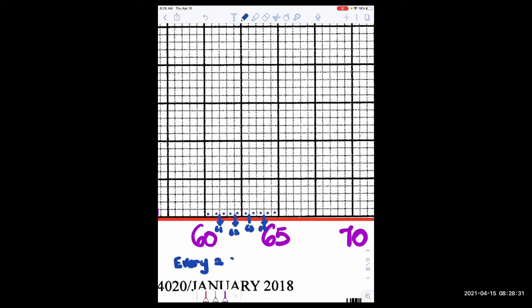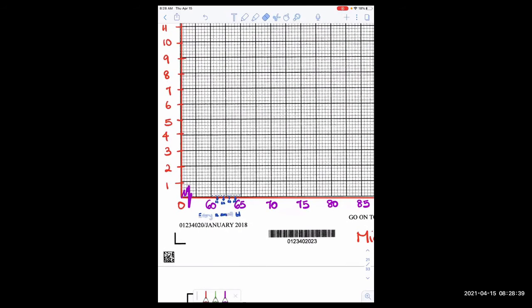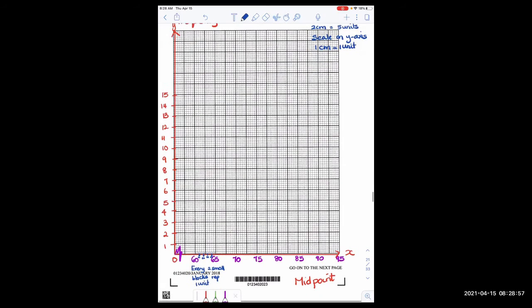Every 2 small blocks represent 1 unit. So we will keep that in mind. The coordinates that we are going to plot are taken straight from the table. So we are plotting 62 on the x and 8 on the y.